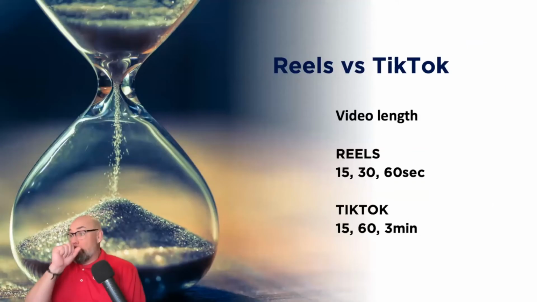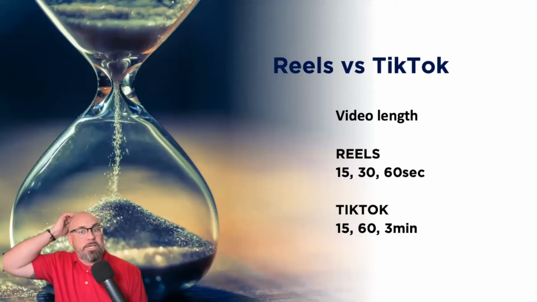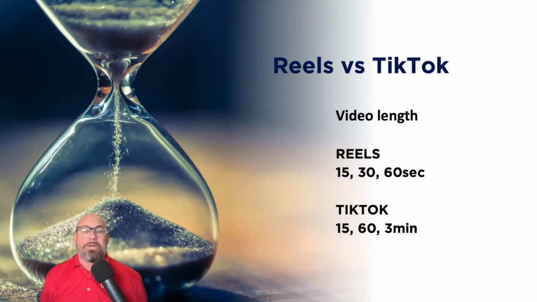Okay, so when it comes to video creation, Reels versus TikTok, video length. On Reels, you can choose a 15-second video, a 30-second video, or a 60-second video. And on TikTok, they offer 15, 60, and then 3 minutes. So 3 minutes is pretty cool, because with a 3-minute video, you can create more of a series or an episodic video. Maybe you're doing an interview. Again, 3 minutes is getting into the long form aspect of it. So you'll see a lot of folks are just sticking with 15 and 60 seconds.